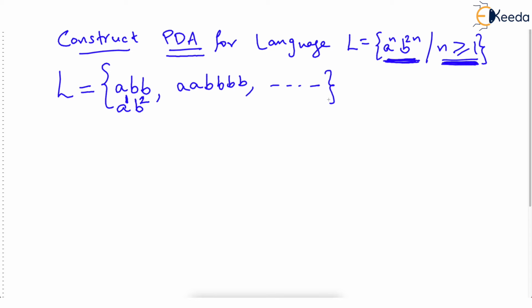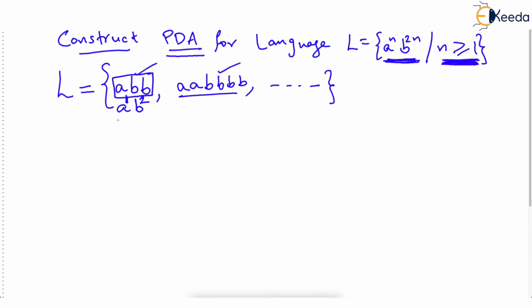You also observe that epsilon won't be part of this language. The smallest string will be a double b, because n should be at least 1. So you cannot have epsilon, the empty string, in this language. So we want to develop a PDA which will accept all such strings and reject the strings which do not follow this rule, a raised to n, b raised to 2n.